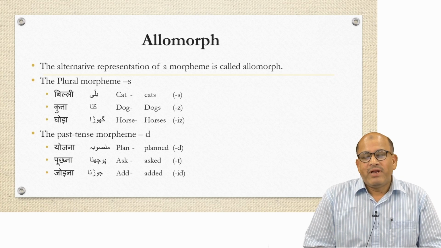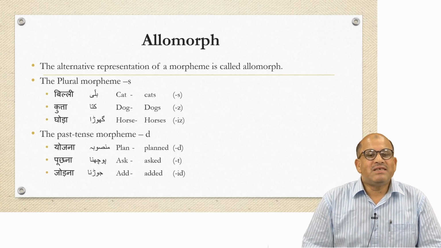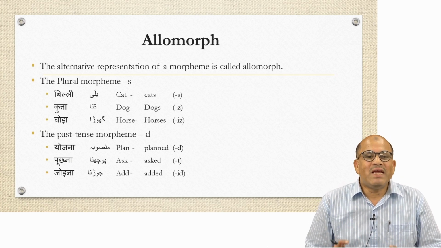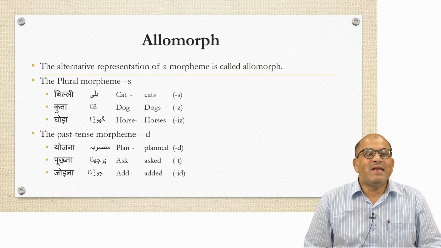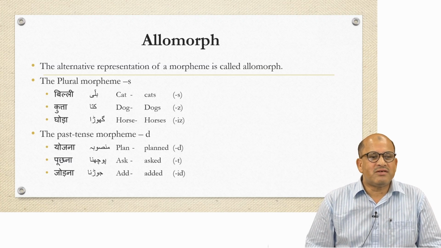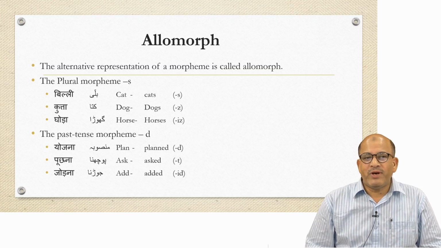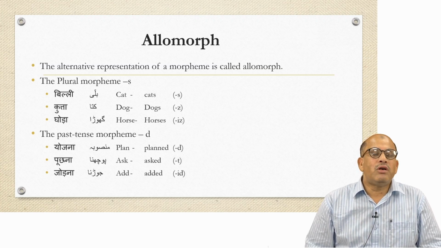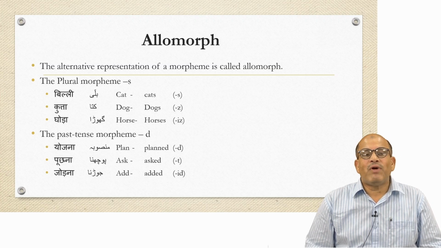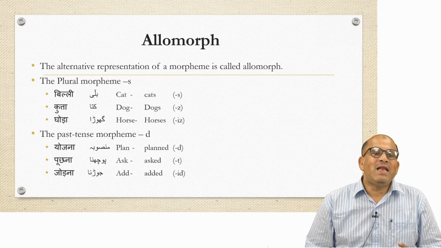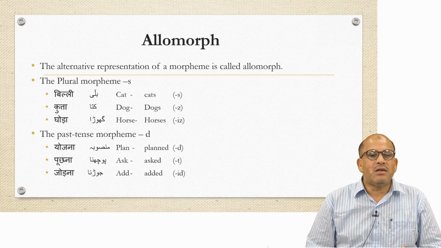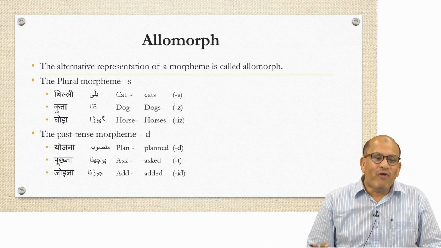The next is allomorph. These three terms you must know very clearly: morpheme, morph, and allomorph. These are very related and very important to understand. The alternative representation of a morpheme is called an allomorph. So what do we mean by alternative representation? Every language has its own unique way of pronunciation in certain environments.